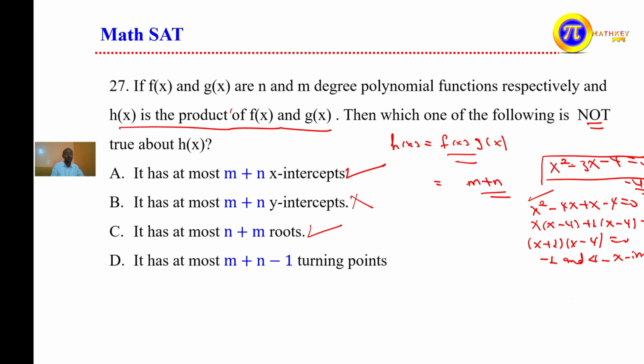If we consider this one, this is a quadratic equation. It opens upward, since the leading coefficient is positive. It has 1 turning point or 1 vertex. This implies the number of turning points for a polynomial of degree n is n minus 1. So the degree of this product is m plus n, then subtract 1. We obtain this as the turning points. This is also correct. The one which is not correct according to the choices is B.